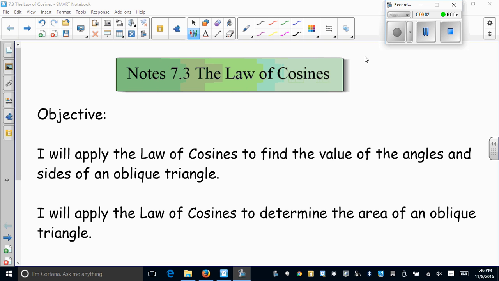Okay, and here we are in the third section of Chapter 7, the Law of Cosines. I will apply the law of cosines to find the value of the angles and sides of an oblique triangle. I will apply the law of cosines to determine the area of an oblique triangle.